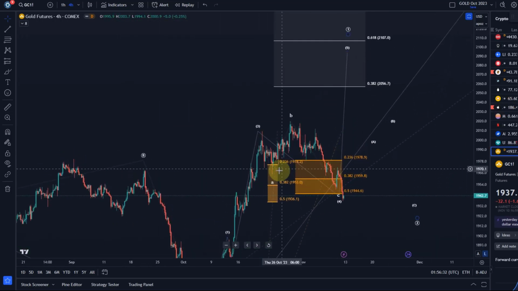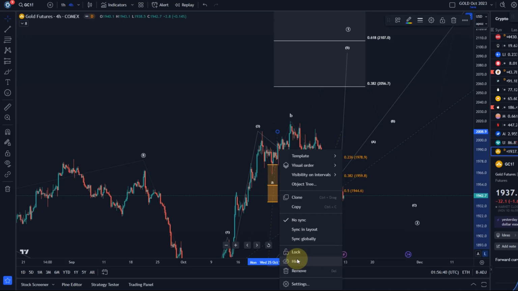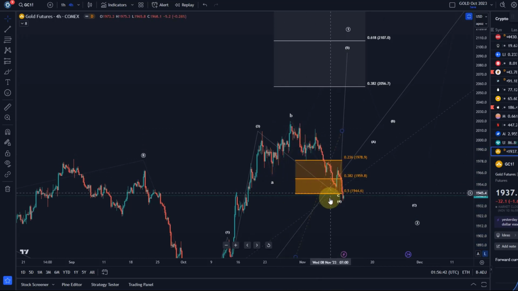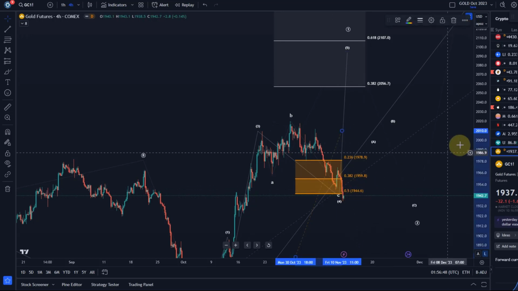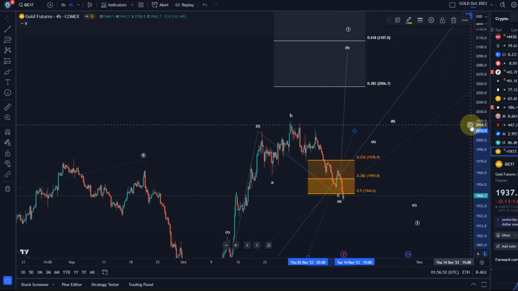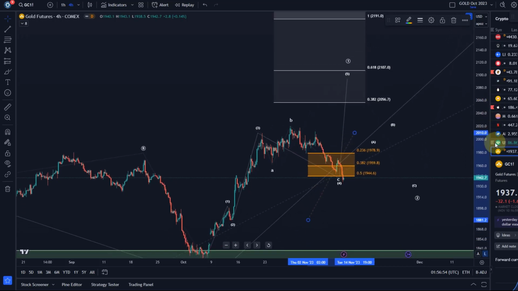We had a support area here, which was successful, so you could call that a setup, but that's really just for anybody who's really doing short-term trading. I will highlight that, hide that now. And we had one here, and this is now broken. So that level 1944 is now broken. I will leave that support area still here because it is still somewhat relevant. It will depend on how next week starts.